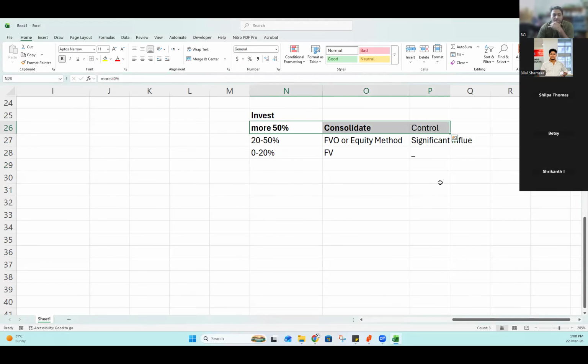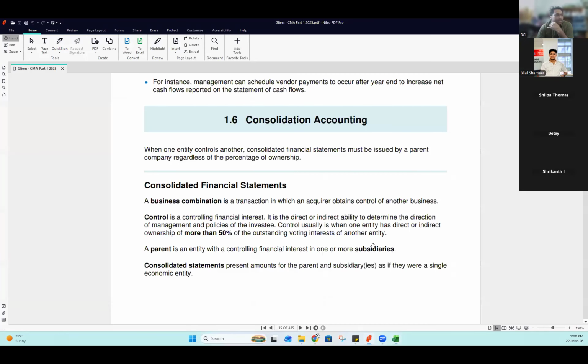Why is consolidation done between a parent and subsidiary? There will be a parent company which has more than 50% shares in other companies. All these companies in which we have invested are called subsidiaries. Now, subsidiaries can be 100% subsidiaries or with less than 100% of the shares. For example, I might have 100% shares in that particular company. That is a 100% subsidiary. Okay.